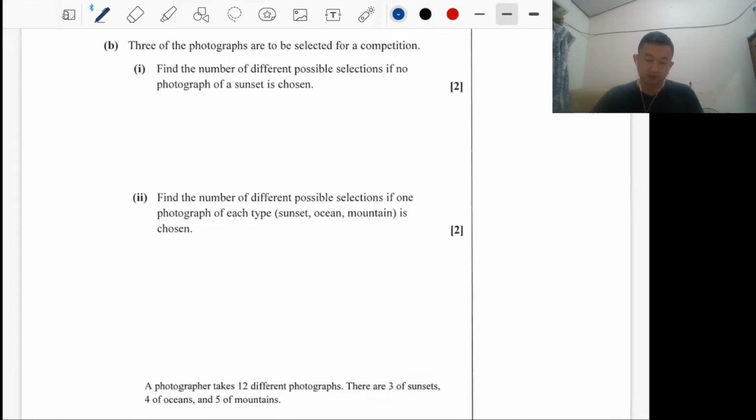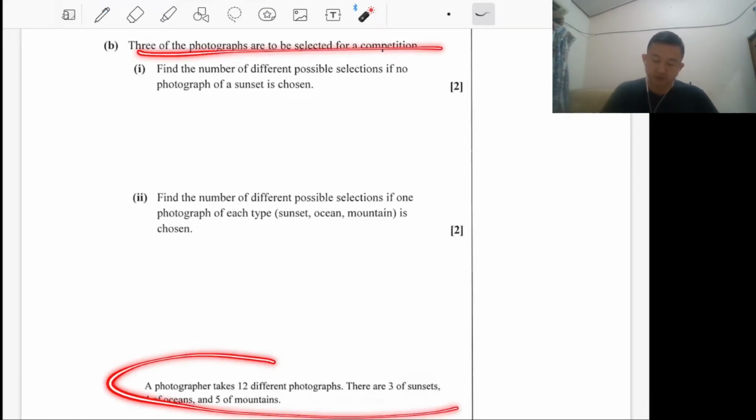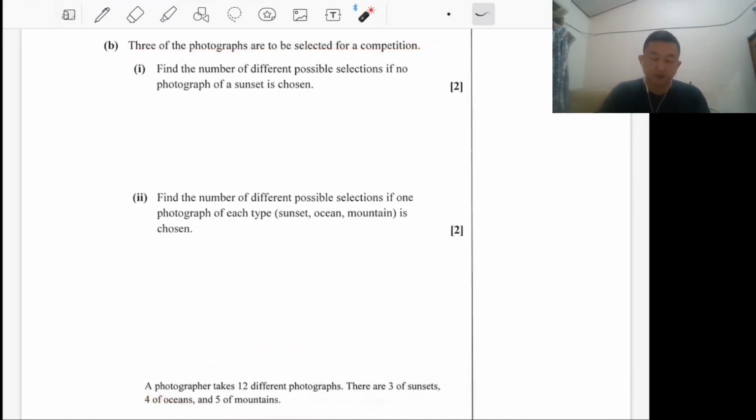Okay, these are the questions. This is the original question, in case you forgot, I put it here. 3 of the photographs are selected, so we need 3 only, not 12 anymore, but we have a total of 12 photographs. Find the number of different possible selections if no photograph of sunset is chosen.